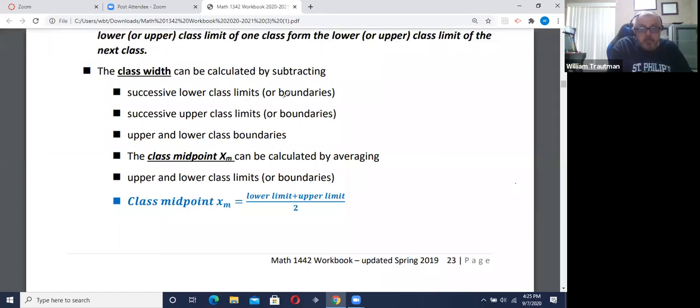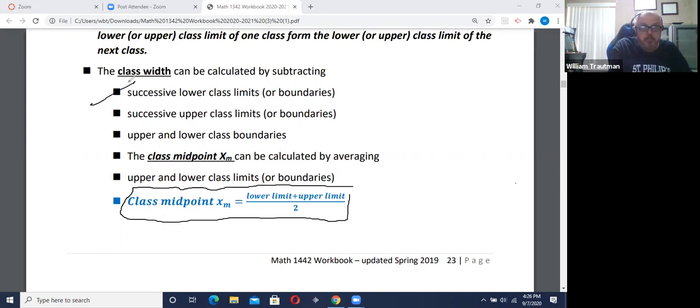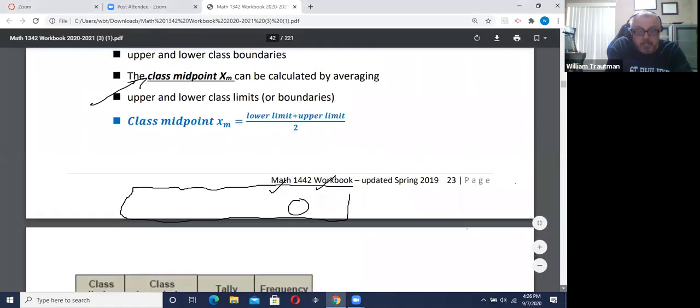So the class midpoint, and I would definitely write this down. This is in the homework and probably on a test or a quiz. You have to know class width, up here, what we just talked about. Now the class midpoint, it's the piece of data in the middle. The lower limit plus the upper limit divided by 2. That's the class midpoint.